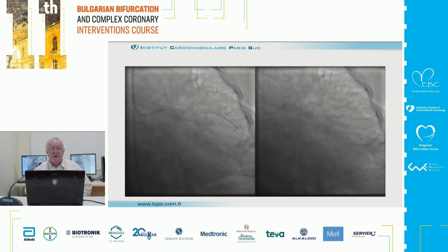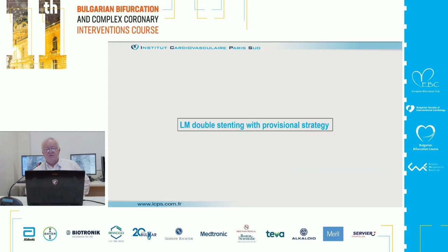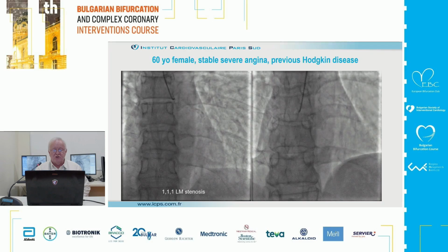So it seems to be complex. In fact, you have to follow the flow, you know. You begin proximal and then you go distal. Left main double stenting with provisional strategy.